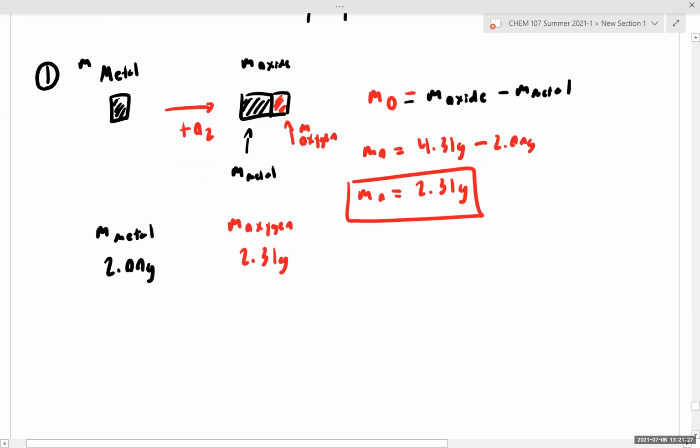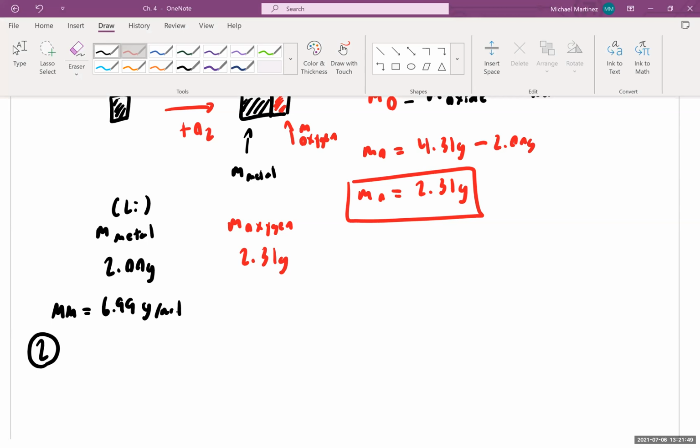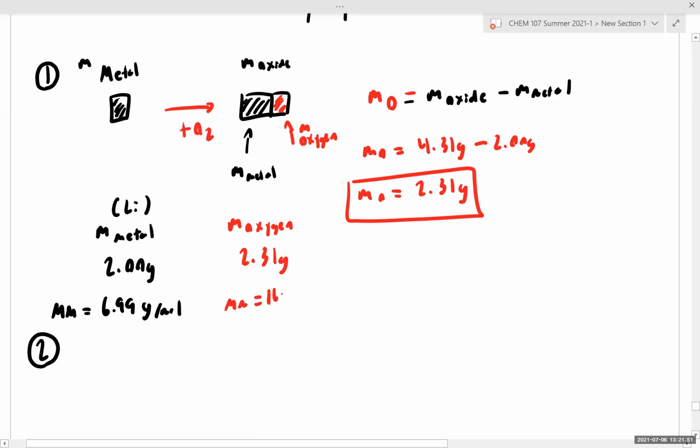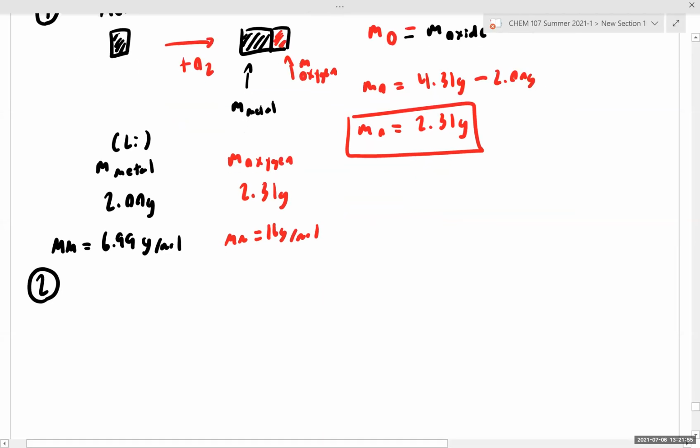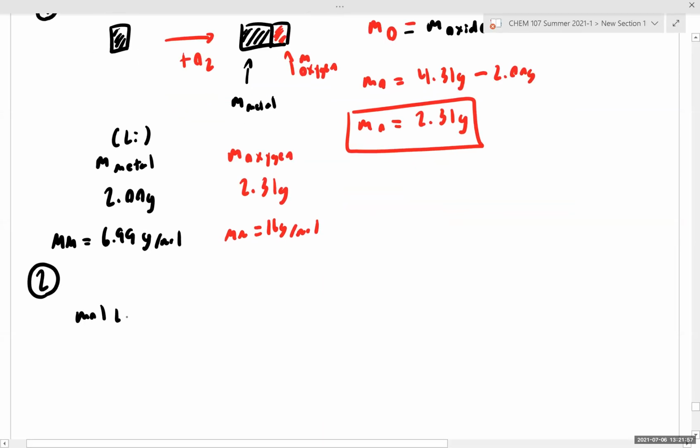Okay, now if we want to calculate the empirical formula, we need the moles. And we can calculate the moles of each element given the mass and the molar mass. We know the molar mass of lithium is 6.99 gram per mole, and we know the molar mass of oxygen is 16 gram per mole. So then we can calculate the moles of each of our elements.